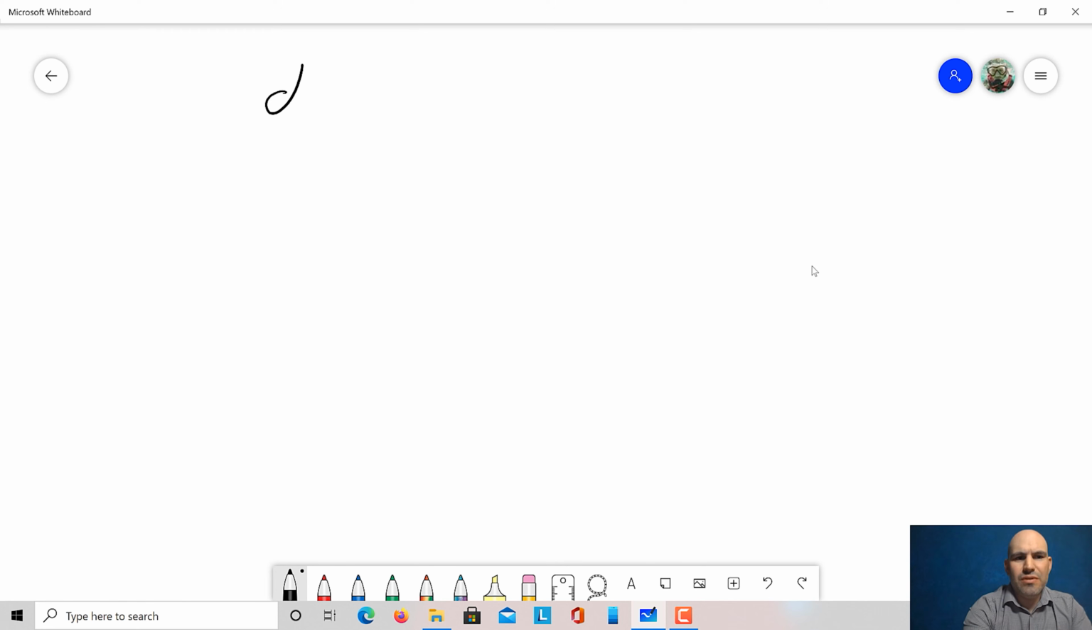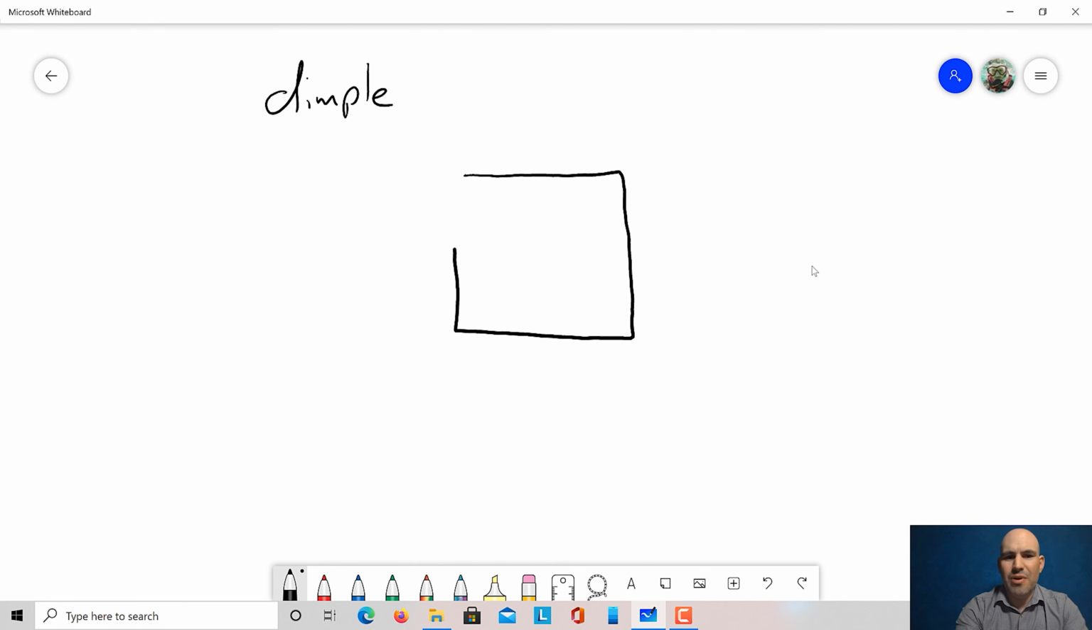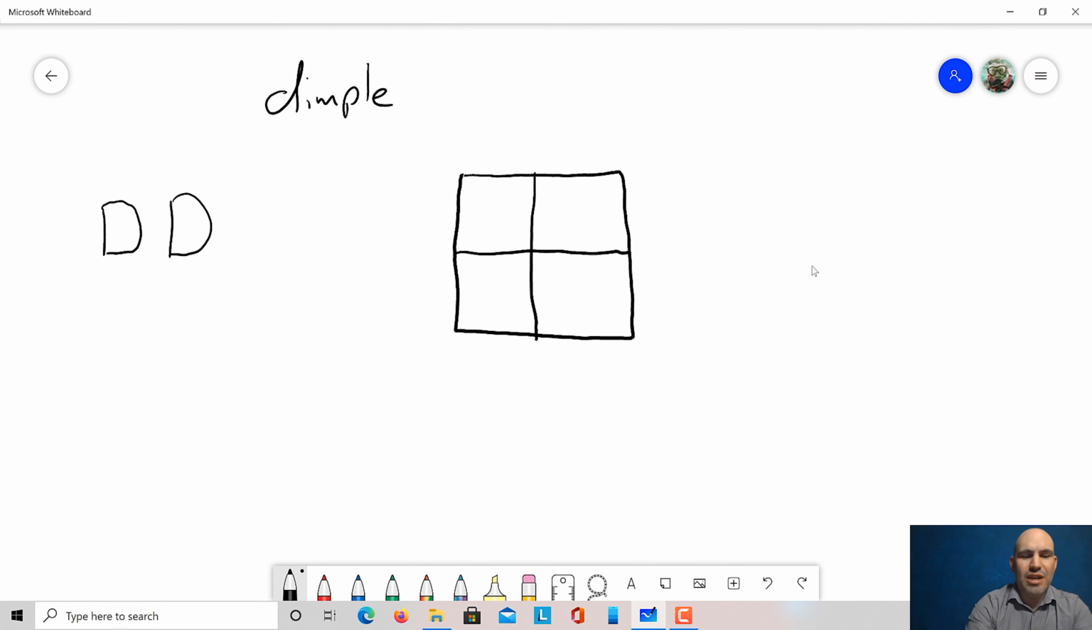Okay, so let's talk about dimples, right? So you have dimples on your cheeks. So dimples is a dominant trait. And so let's do a Punnett Square for one of these. And so let's say that I have a dad that has dimples and they have 2 copies of it. And so since dimples is dominant, you have D and D uppercase for dimples. And let's say that I have a mom that has no dimples.